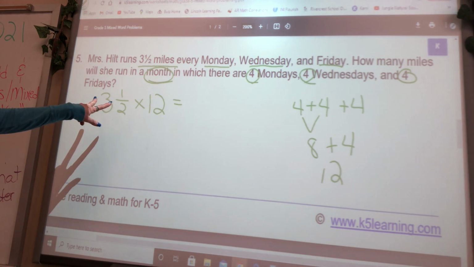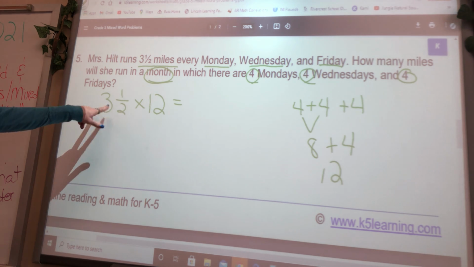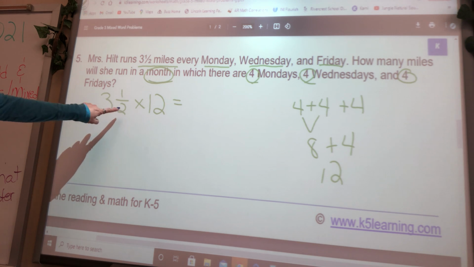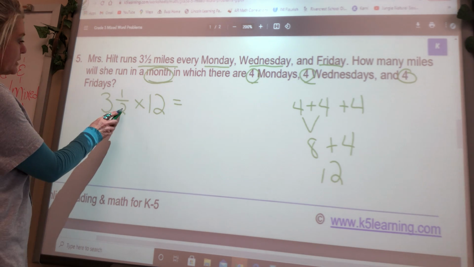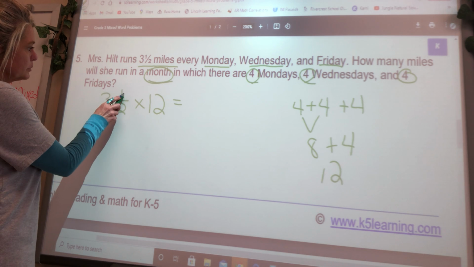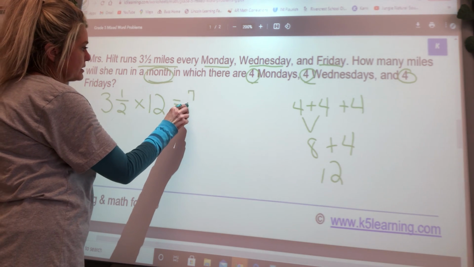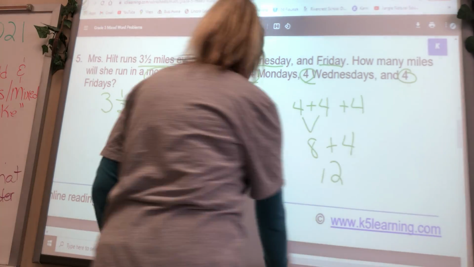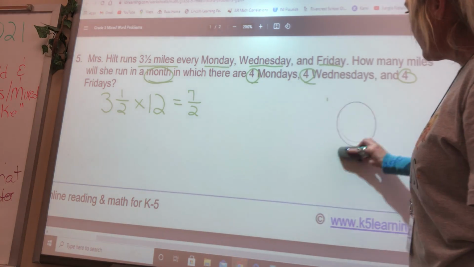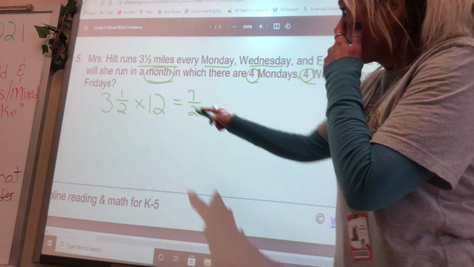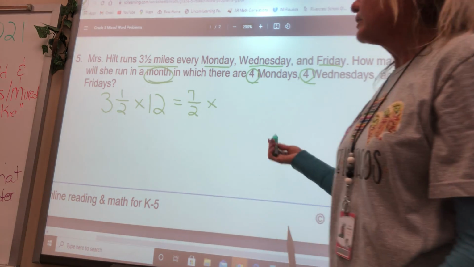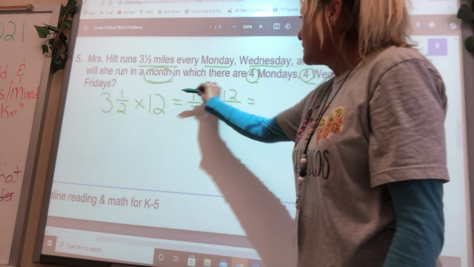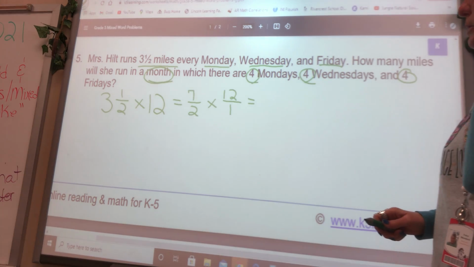Now, if we're going to be multiplying with mixed numbers, we first need to turn it into an improper fraction. To do that, we multiply diagonal and then add the numerator. So we would have 2 times 3 is 6, plus the 1 is 7. And we were dealing in halves, so it's still going to be in halves. Now times 12. Anytime we're working with a whole number, we can make it a fraction also by placing it over a 1. That just makes it easier for us to line up when we multiply.